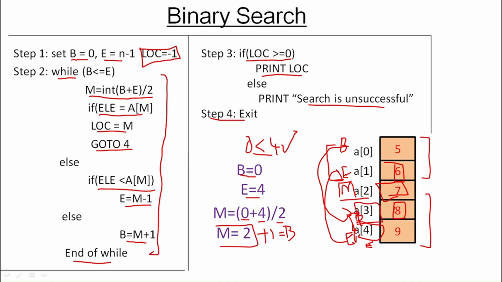First we have to set base equal to 0, end equal to number of elements, that is 4, then location is minus 1. And first we have to find the middle value. If my search element matches a of m, then location is equal to m. Otherwise, if my search element is lesser than the middle value, then end is equal to middle minus 1. Otherwise, base is equal to middle plus 1. Only this much. I hope you now understood.